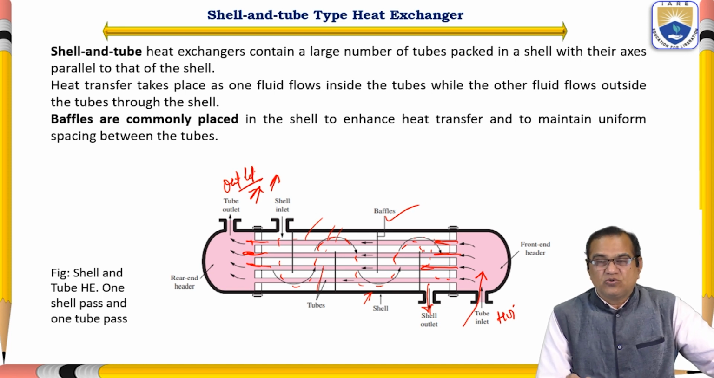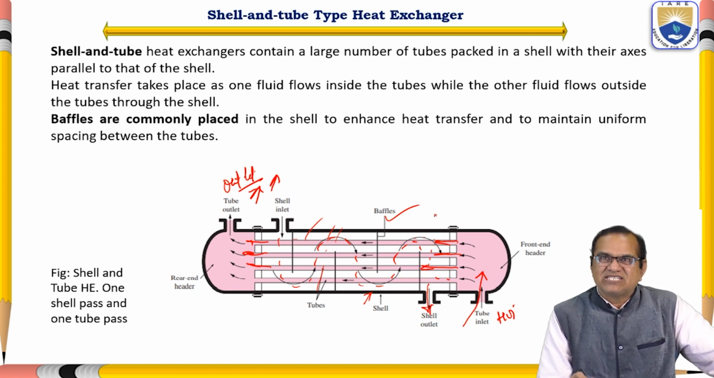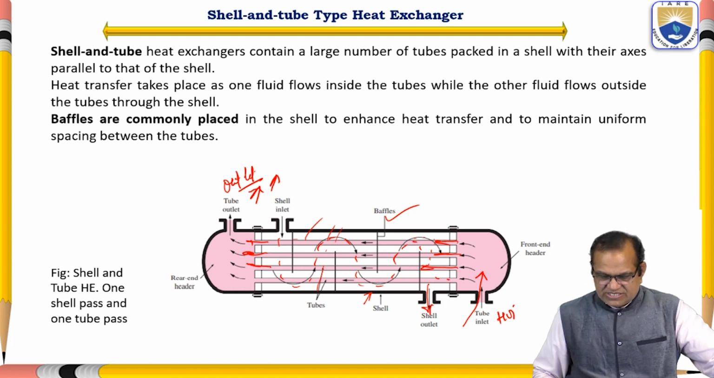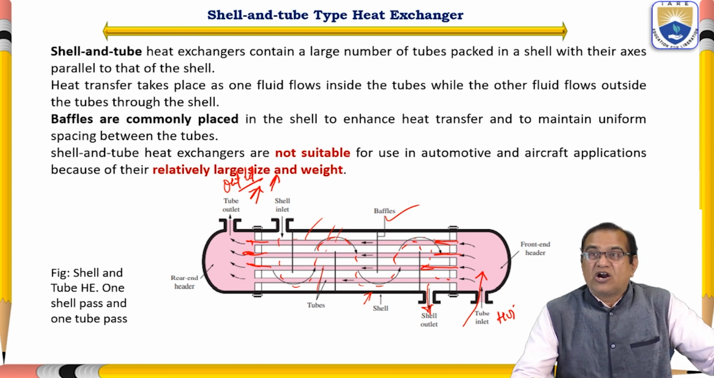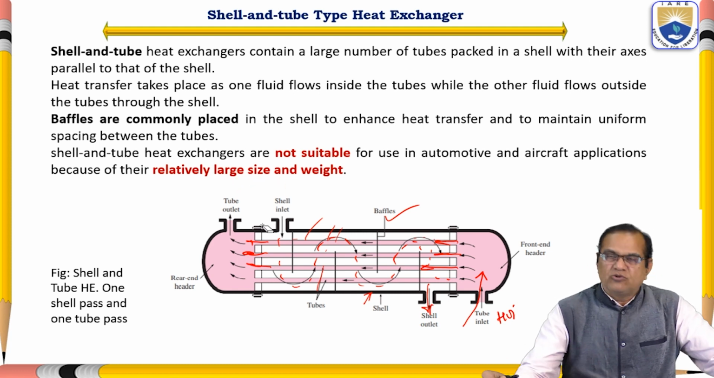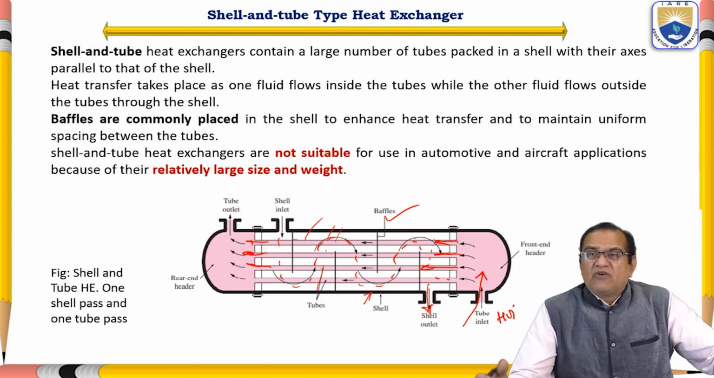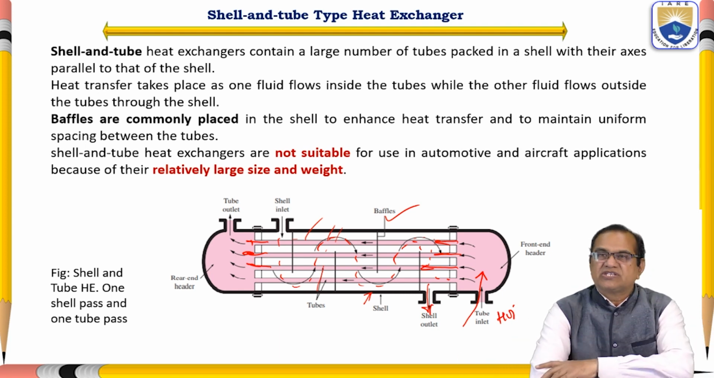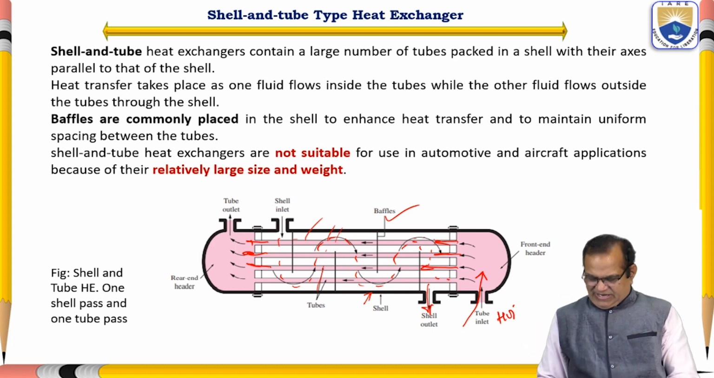Mostly these are used in industries, for air conditioning of a big cinema hall and so on. Shell and tube type heat exchangers are normally used there. Shell and tube heat exchangers are not suitable for use in automobile and aircraft applications because of their relatively large size and very high weight. But they are very good for industrial use. Especially I have seen this used for air conditioning of cinema halls or malls. There you can see such systems are used.